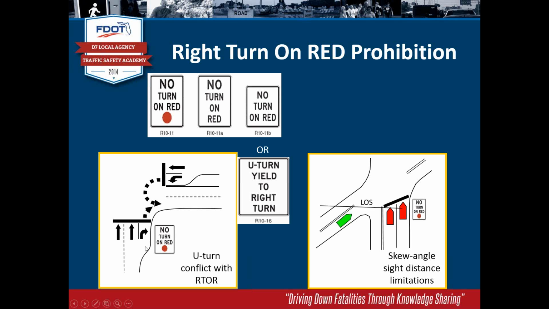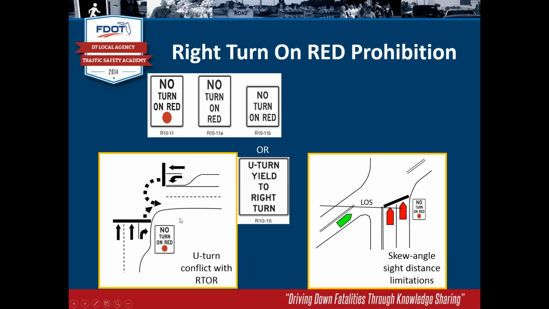If you allow the U-turn simultaneously with the right turn green arrow, then you need to install the R10-16 sign, the U-turn yield to right turn, because again, having a green arrow for the left and a green arrow for the right simultaneously does create some bit of conflict here. And so you want to remind the U-turning vehicle to look for this right turning vehicle who also has a green arrow.